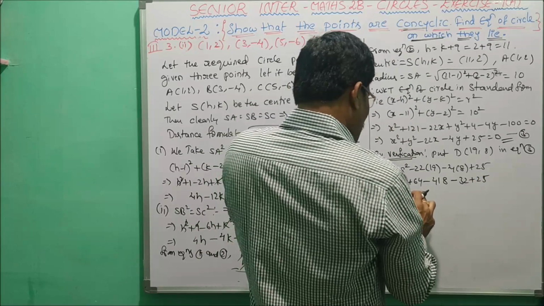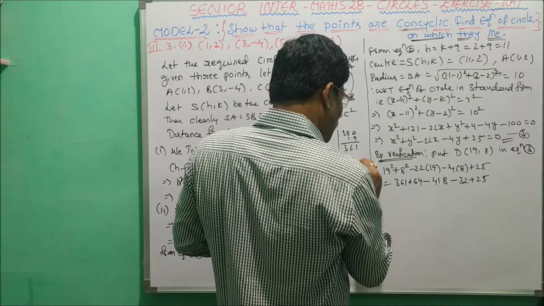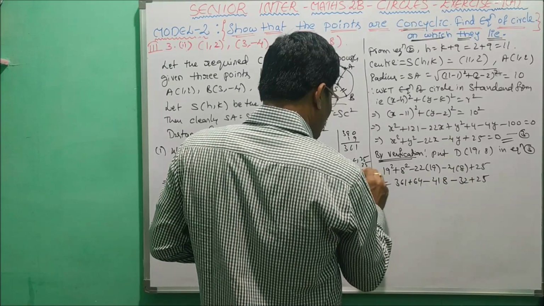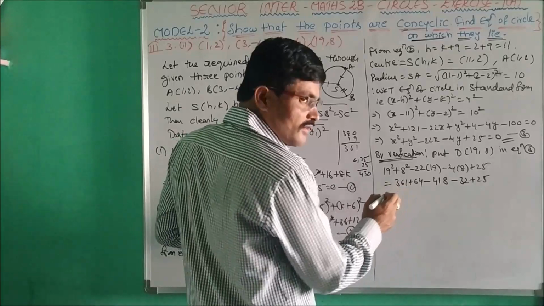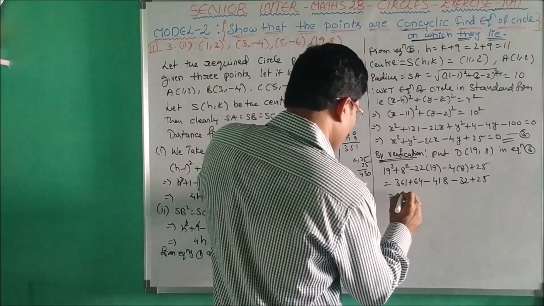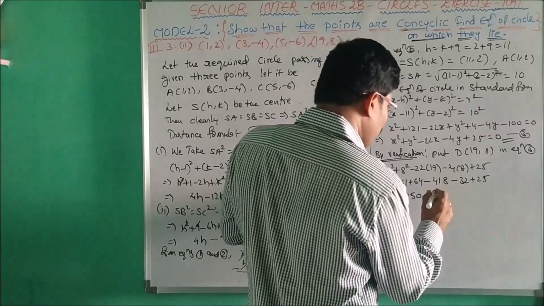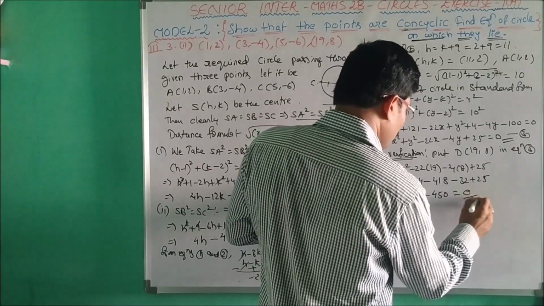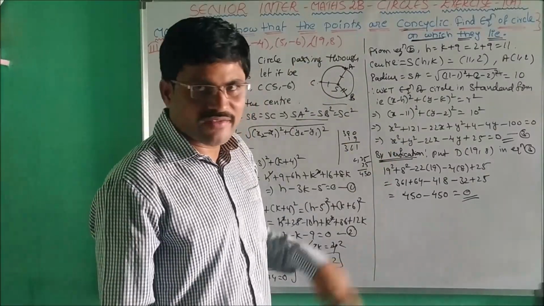Here we observe 361, 365 plus 60, 425. 425 plus 25. Having positive signs, the sum of positive numbers equals 450. Hence, the sum of negative numbers is also 450. So here 450 minus 450 equals 0. Therefore, the fourth point satisfies the required equation of the circle.